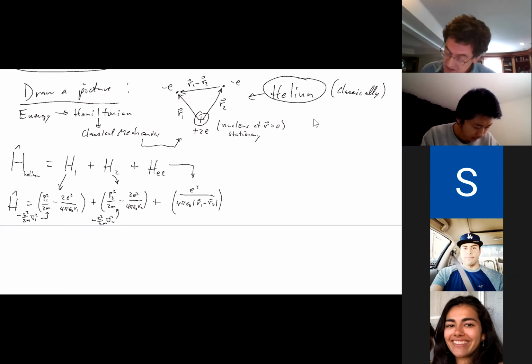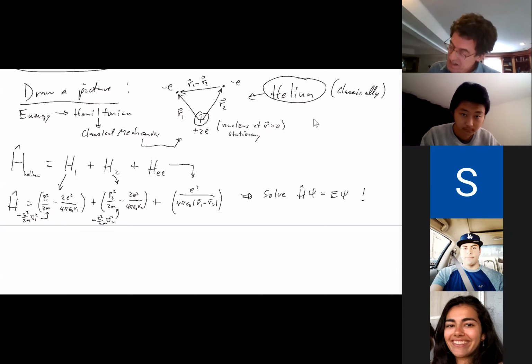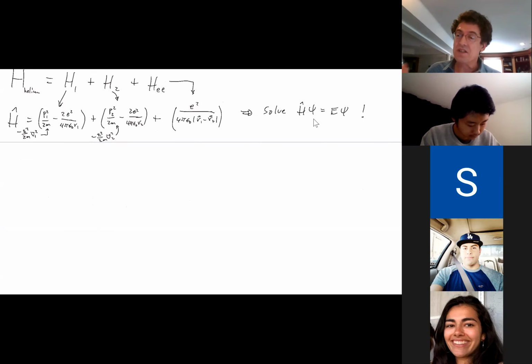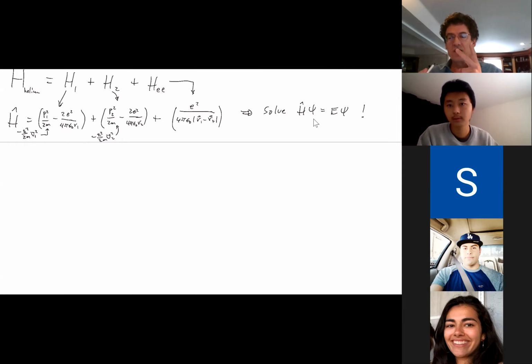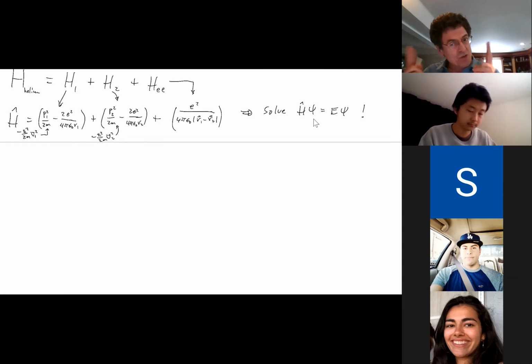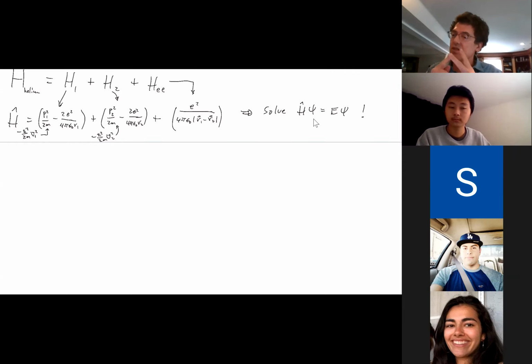Okay. So then what we've got to do is solve the Schrodinger equation. That's what we've got to do. And this is the Hamiltonian. So this is a genuinely hard problem. Okay, this is a hard problem. But you guys actually know what to do. There are two obvious things to do that you have learned from class. So what's the first thing that we should do if we want to solve this problem?